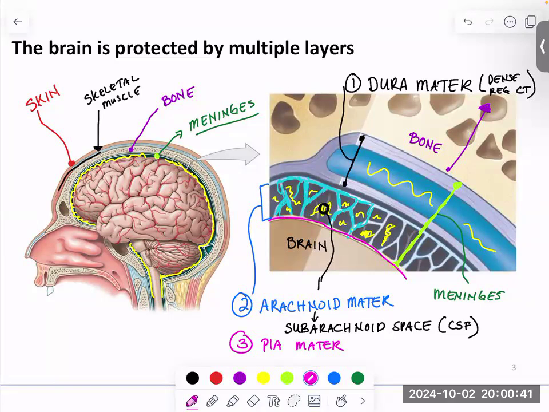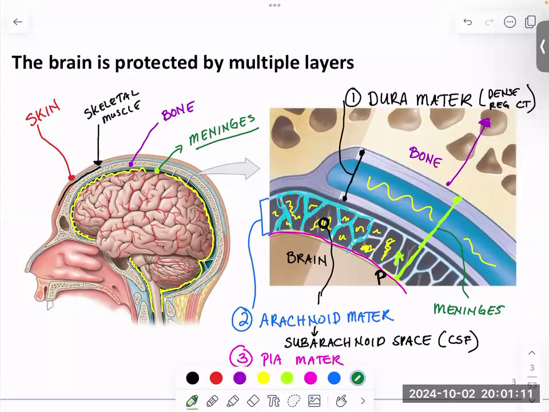In addition to padding the brain, the cerebrospinal fluid will do gas exchange, nutrient exchange, ion exchange, and waste exchange with the brain. It is interesting how this worked out: the pia mater is closest to the brain, the arachnoid mater is the middle one, and the dura mater is the outer one. That spells PAD. It pads the brain.